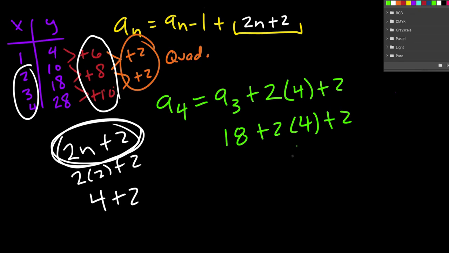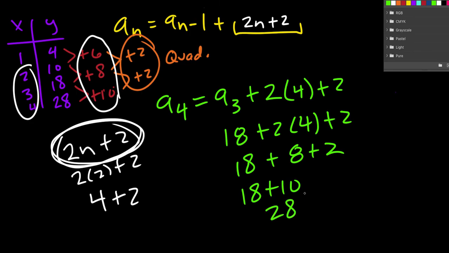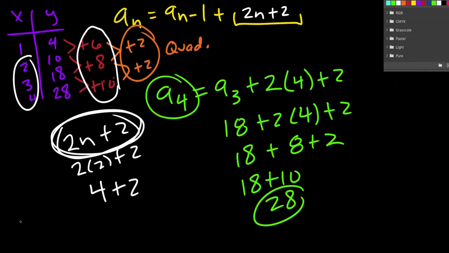So 2 times 4 is 8. And then we add those, so 18 plus 10, it is 28. And so the fourth term is 28. And now let's take this and just find the fifth term. That's something we don't know. So we're going to say a5 is a4 plus 2n plus 2. We know that the fourth term was 28.